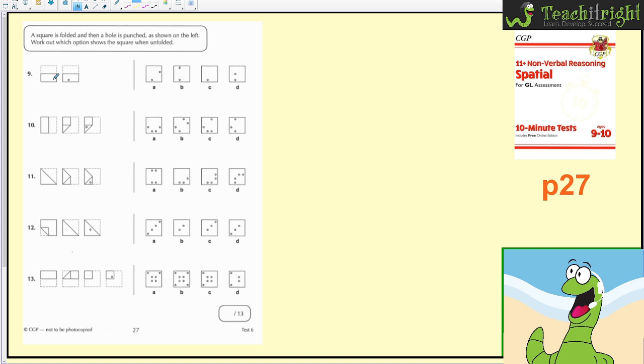So for this one, nice and easy, let's copy it over and copy it over when it unfolds like this. So that's going to be B. For this one here, we're going to copy that over. We can see how that one's going to unfold to form that shape there. So I've got these two dots, and then these two dots are going to unfold to form two dots like this.